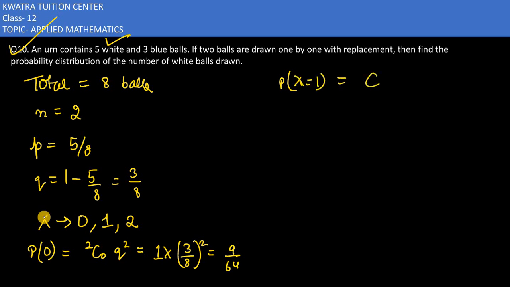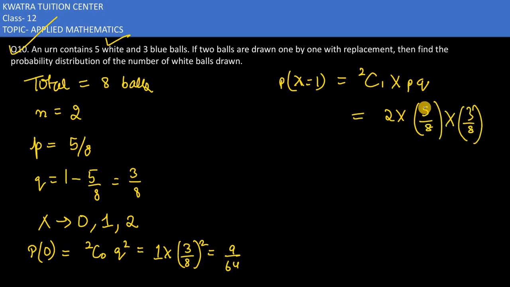Secondly हम निकालेंगे x is equal to 1 पे. तो x is equal to 1 पे हमारे पास हो जाएगा combination of 2 and 1. That's P and Q in this case. So हमारे पास value आ जाएगी 2 into P. So putting the value of P as 5 by 8 in this case, Q की value 3 by 8 हो जाएगी हमारे पास and then we can multiply off to get the value. So it's 15 by 32 in this case.